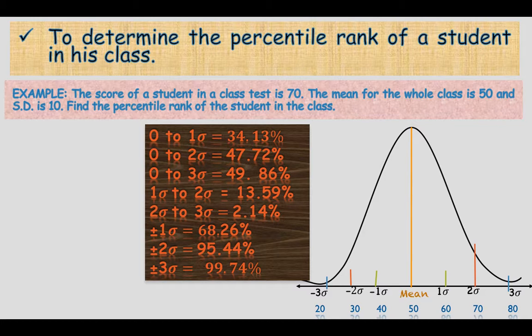While finding the percentile rank, we have to find out how many students have scored below this point. That means we have to find the percentage of the cases that lie below 2 standard deviation, or that lie below the raw score 70. We have to find the percentage of the cases that lie in this portion of the normal probability curve.